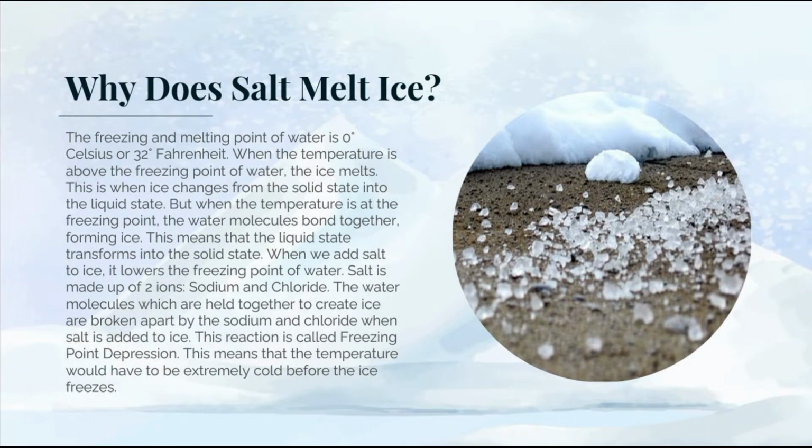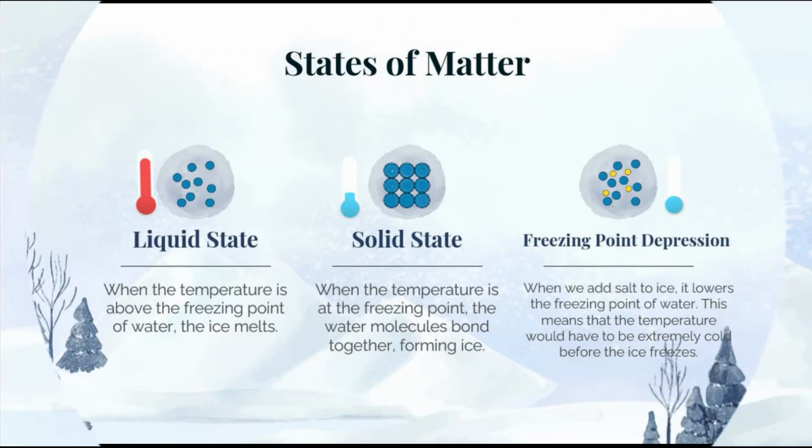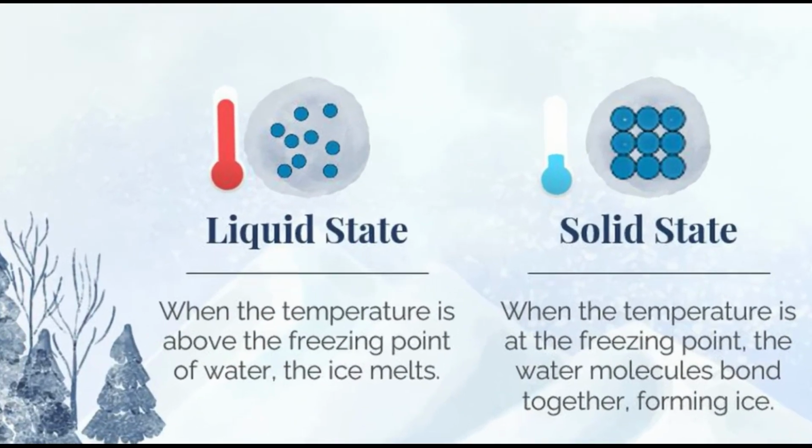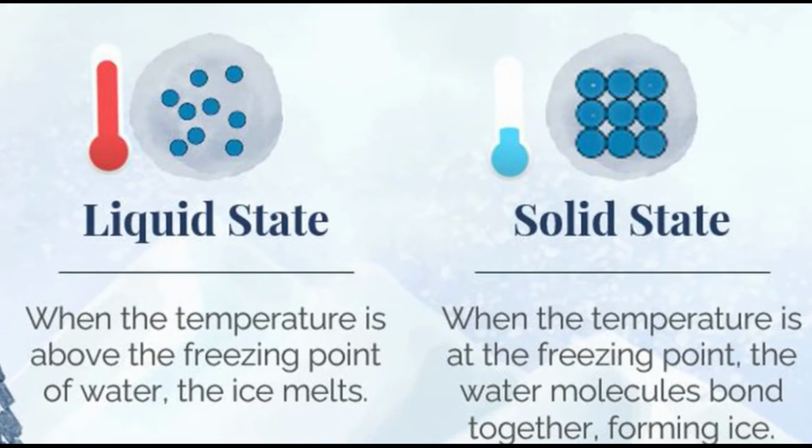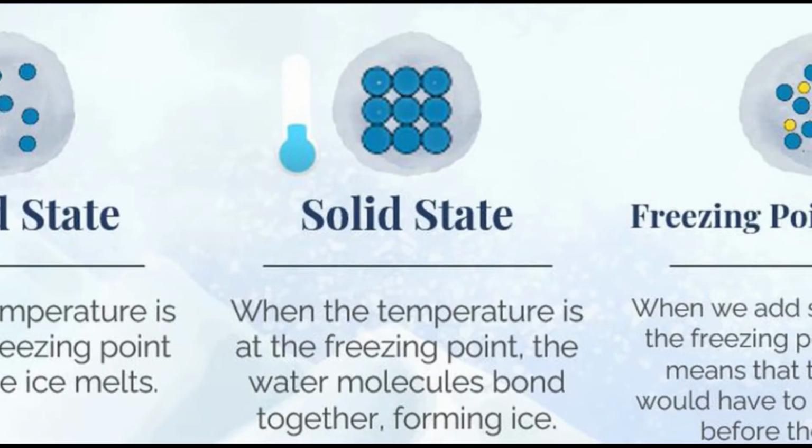Why does salt melt ice? The freezing and melting point of water is 0 degrees Celsius or 32 degrees Fahrenheit. When the temperature is above the freezing point of water, the ice melts. This is when ice changes from the solid state into the liquid state. But when the temperature is at the freezing point, the water molecules bond together, forming ice. This means that the liquid state transforms into the solid state.